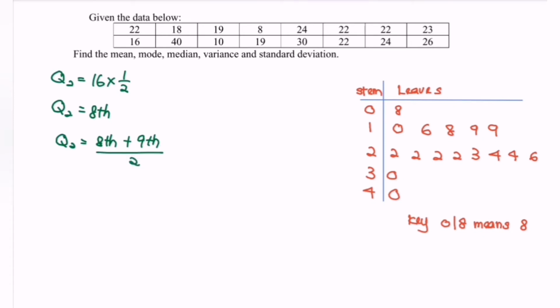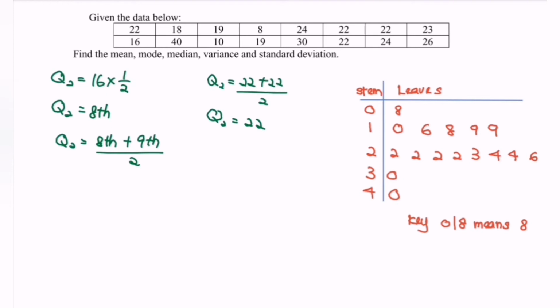Referring to the stem plot display, identify the 8th term. Here we have 8 as the first term, followed by 10 as the second term. Then we have 16 as the third, 18 as the fourth, and then 19 two times as the fifth and sixth. Then followed by the 8th term, which equals 22. The same goes for the 9th term, which is also 22. So the Q2 will be equal to 22 plus 22 over 2, so the median or the second quartile will be 22.